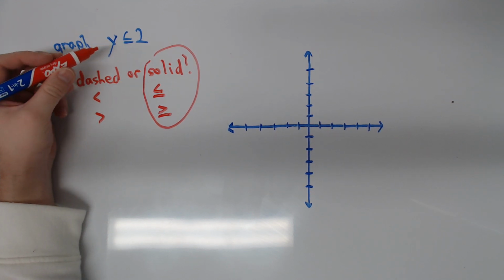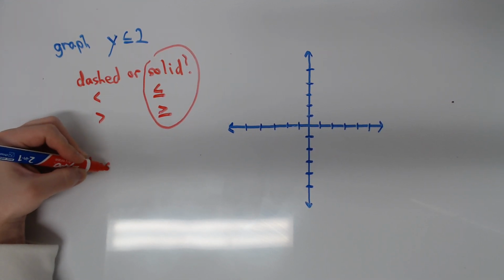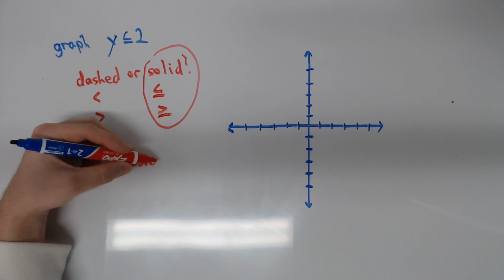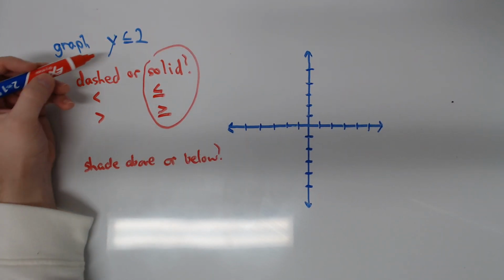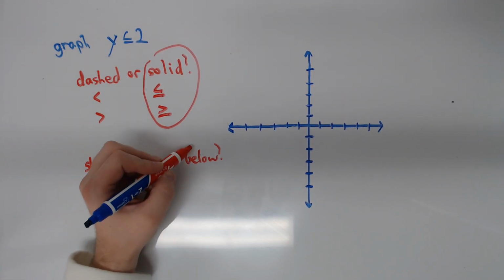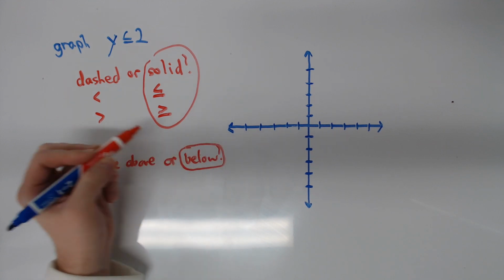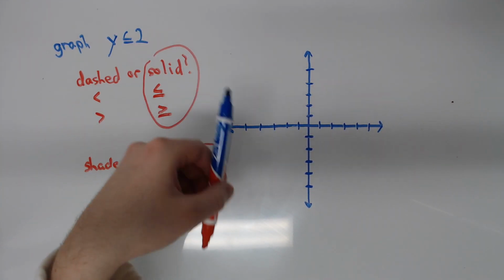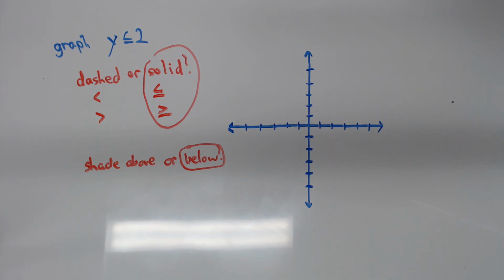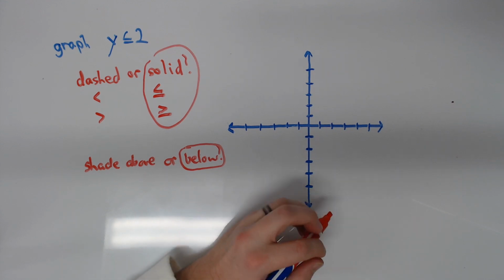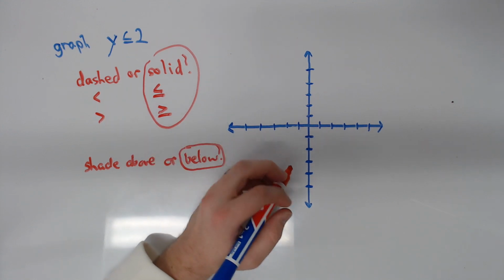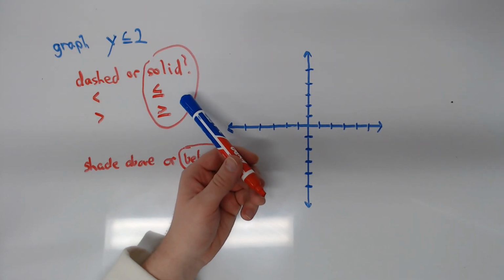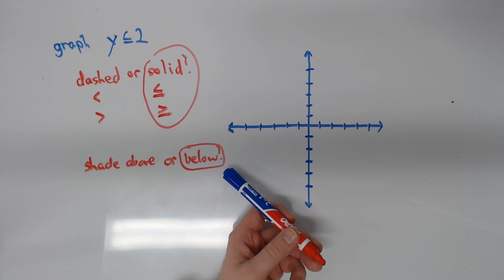And then y less than or equal to 2. Shade above or below? Well, we want the stuff less than or equal to 2. The smaller stuff is below the line, because that would be shading down towards the negatives. So there are two extra questions we have to ask ourselves besides our normal graphing skills. So the line y equals 2 is kind of what we're graphing. And we'll make that a solid line, and then we'll shade below that line.